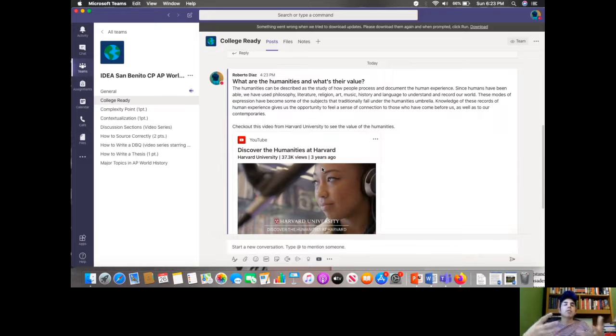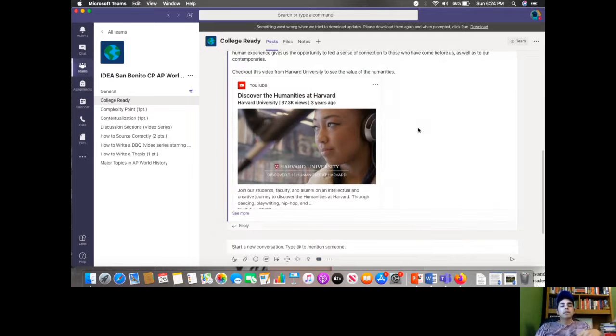There will also be resources about the value of the humanities and what the humanities are in life, incorporating them into college curriculums, and basically why you have to take them even if you want to be a STEM major, because they have some added value. And this will all be in the College Ready channel.